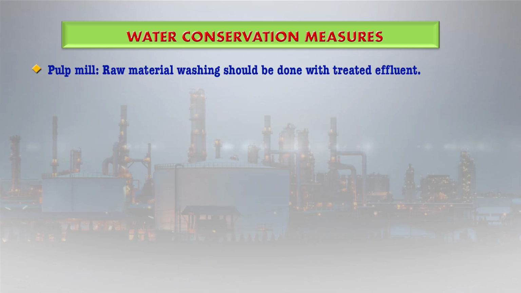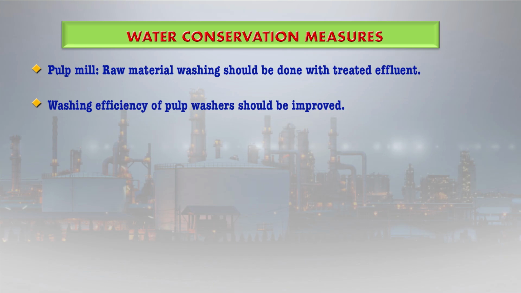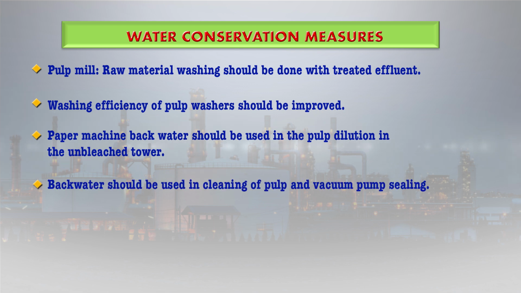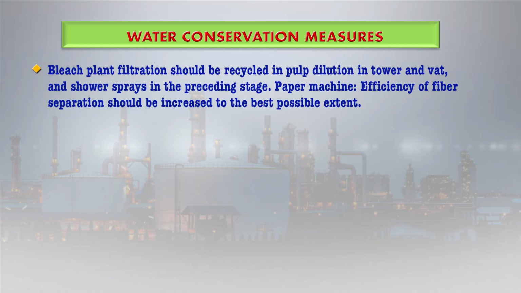In the pulp mill, the raw material washing could be done with the treated effluent, thereby conserving the fresh water. Then the washing efficiency of the pulp washers can also be improved. The paper machine backwater should be used in the pulp dilution in the unbleached towers. The backwaters should also be used in cleaning of the pulp and the vacuum pump sealing. So these are ways where the treated water can be recycled and used in several of the processing stations. The bleach plant filtrate should be recycled in the pulp dilution in the tower and the vat and also in the shower sprays in the different stages.